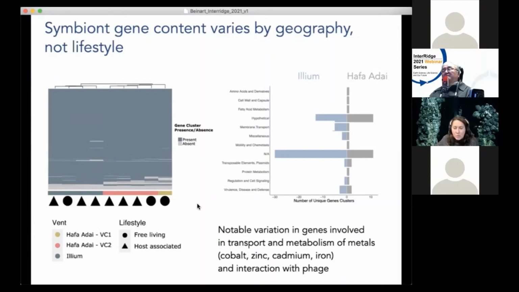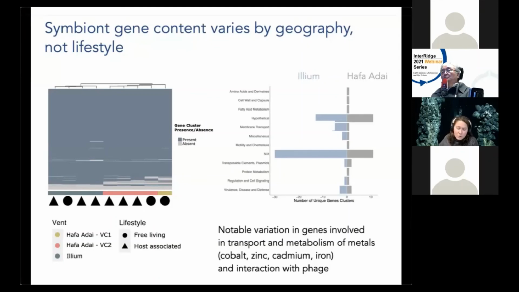And so when we actually look at the genes that are varying in this case, we see that they vary in a number of different gene categories, but there's some notable variation in genes involved in the transport and metabolism of metals, for example, cobalt, zinc, cadmium, and iron, as well as interaction with phage. Unfortunately, there's not a lot known about the metal concentrations in the fluids at these different sites, so we can't really directly link what we're observing here with known environmental variation, but maybe in the future we'll be able to do that.